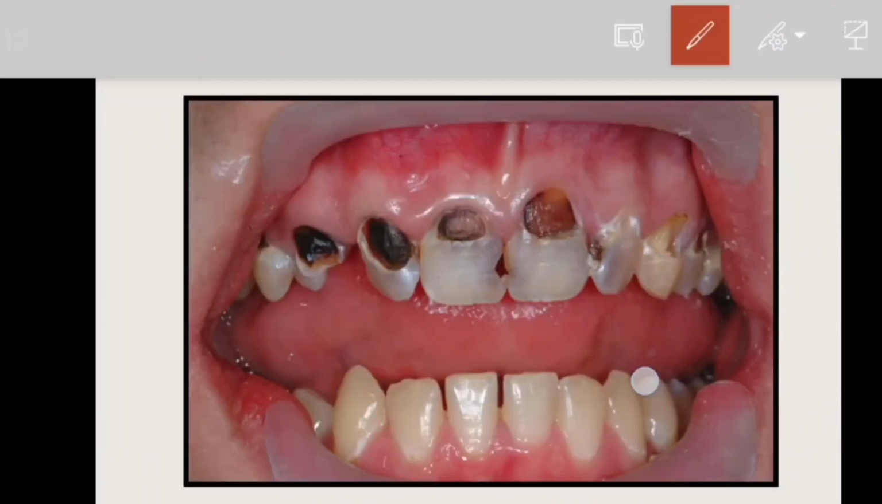Now you see this is a lower incisor which is protected by the tongue. The tongue covers them and the saliva will flow. Saliva washes away the food debris and neutralizes the acid, which provides natural protection.